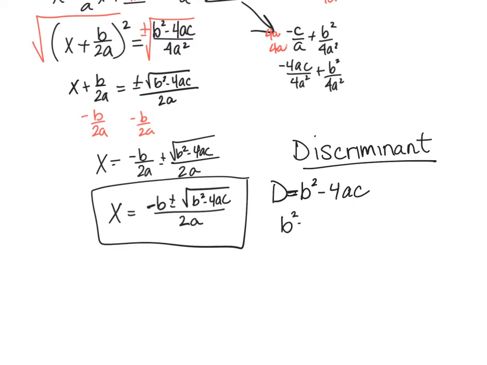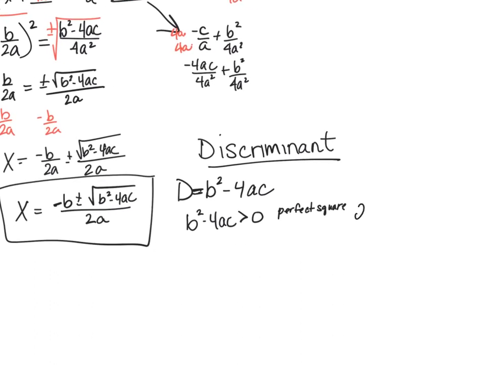If b squared minus 4ac is positive and a perfect square, we have two real rational roots. Roots, solutions, zeros, x-intercepts, those are all the same thing. If it's not a perfect square, we have two real irrational roots.